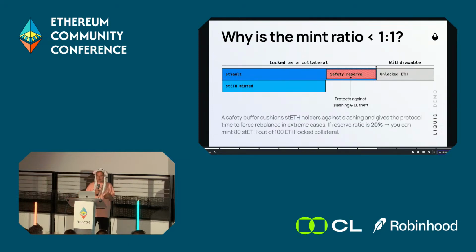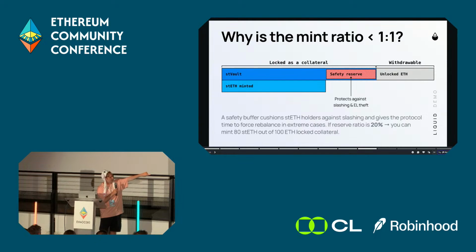Let's double click into that. This is why the mint ratio is less than 1:1. Why not allow people to mint everything? Let's take a look at a picture. The top row is the amount of capital in a stVault. You can use only part of your stVault ETH to lock as collateral, and the other part you can do whatever you want with, like withdraw or stake. Let's focus on this one.